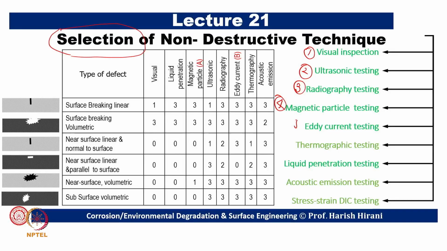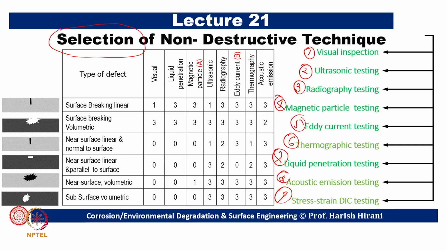However, just to highlight this complete procedure, I am choosing NDT because in the previous 3-4 lectures, we have completed these techniques. We covered 9 techniques: one visual inspection, second ultrasonic, third radiography, fourth magnetic, fifth eddy current testing, thermographic testing, liquid penetration testing, acoustic emission and stress strain DIC testing. I mentioned that stress strain DIC testing is a more recent one, and there is a possibility of continuous improvement in this kind of testing.